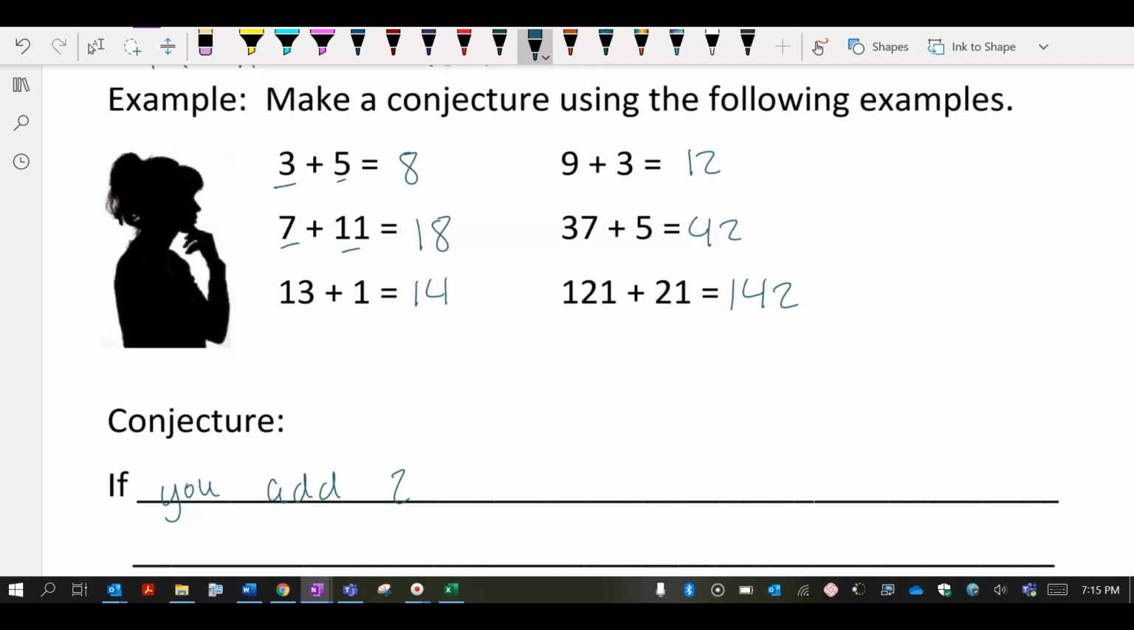So I'm going to actually be more specific. If you add two odd numbers, and I'm not going to just say numbers, I'm going to say integers here to be a little bit more specific. So if we add two odd integers, let's see, what does it give us? Okay, well then we know that the answer for all of them, we have 8, 18, 14, 12, 42, all of them are going to be even. So if you add two odd integers, then, right, notice I have the if and then the then, the answer is even.